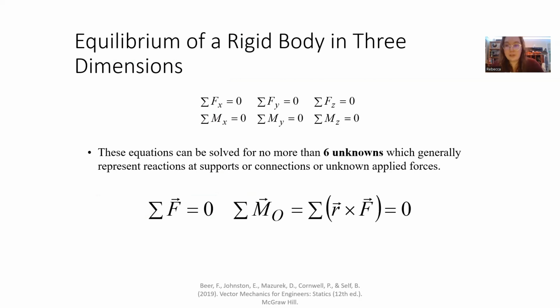When we move to 3 dimensions, we add summation of forces in Z and summation of moments about the Z-axis. This gives us 6 equations that allow us to find essentially 6 unknowns in our system. Ultimately, though, summation of forces in any direction is equal to 0, and summation of moments at any point is equal to 0.